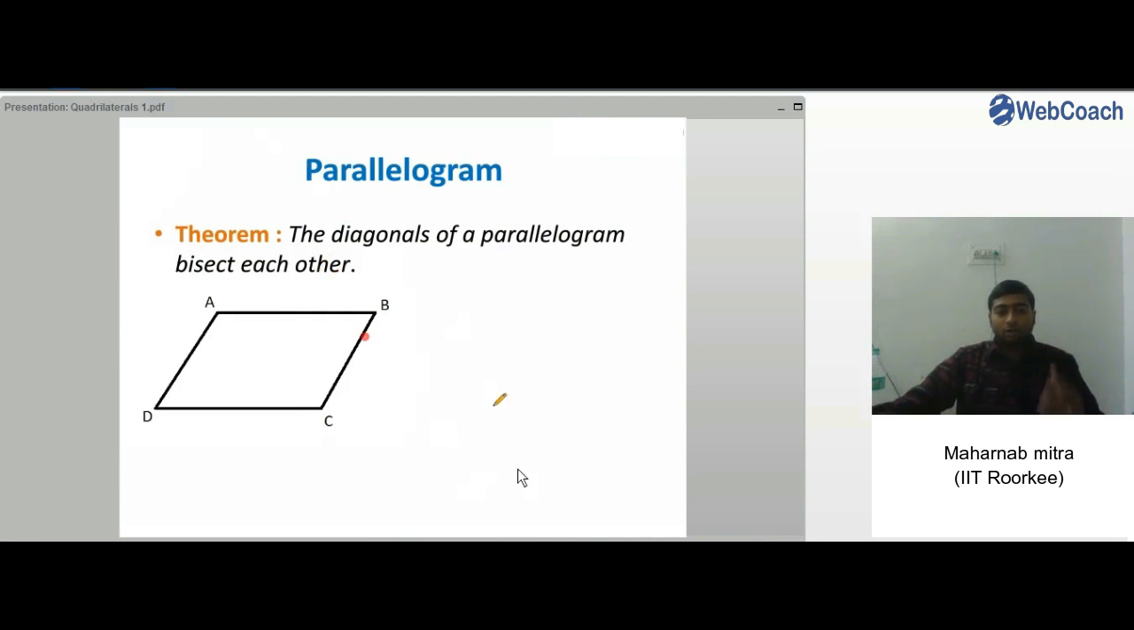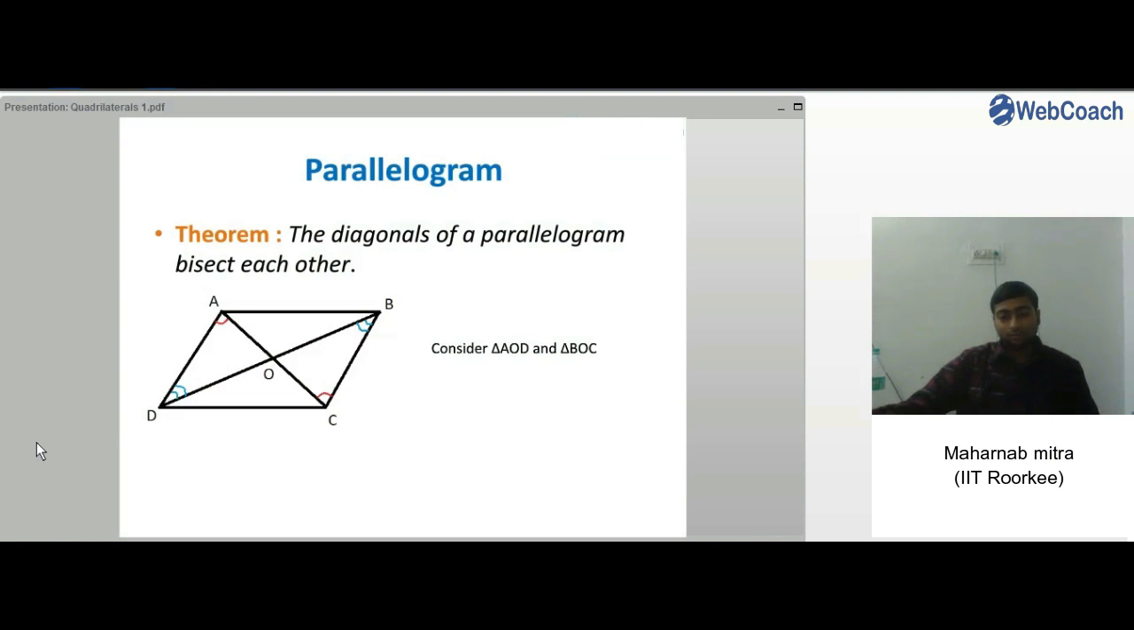So let us talk about a new theorem. The diagonals of a parallelogram bisect each other, or AC bisects BD, and also the other way around, BD bisects AC. So how can we show this? We have divided the quadrilateral along the diagonals AC and BD, and the intersection point is O.